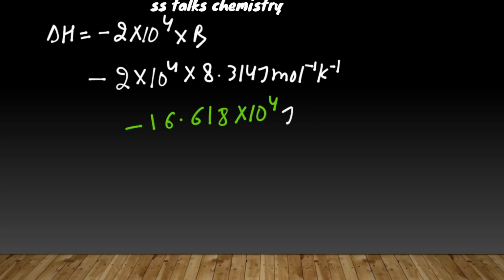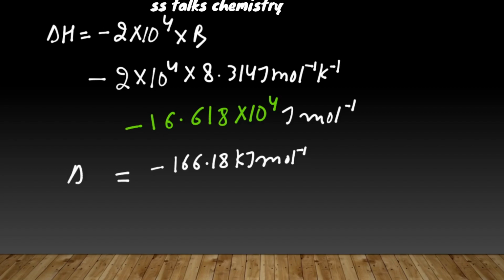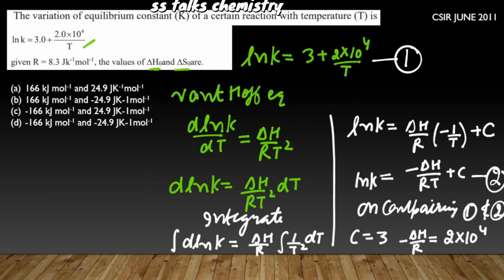This is in the units of joule per mole. Now in kilojoules, the value they have asked for, so divided by the factor of 1000, it will become minus 166.18 kilojoule per mole. So this is going to be the value of delta H. So from this only, try to eliminate the options.